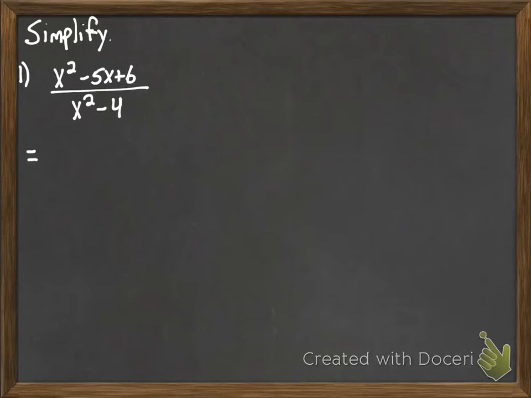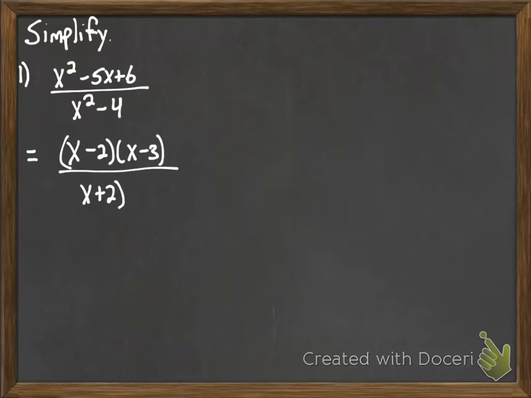So here we have x squared minus 5x plus 6, which we'll factor as x minus 2 and x minus 3. In the bottom we have an x squared minus 4, which is a difference of squares. So that factors as x plus 2 and x minus 2.